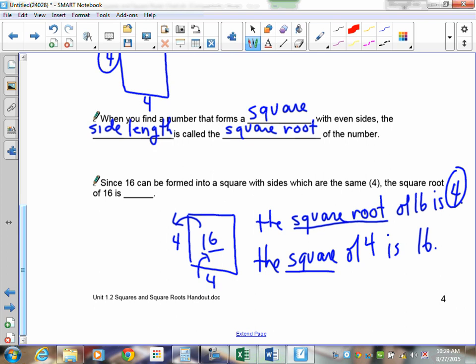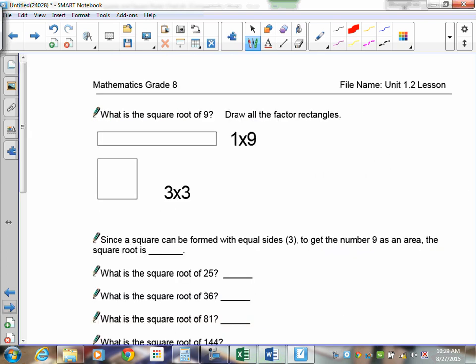You have to keep those things straight in your head. So since 16 can be formed into a square with sides which are the same, 4, the square root of 16 is 4. All right. What is the square root of 9? Well, take a look at 9. You can draw all the factor rectangles, 1 by 9 or 3 by 3. Since the square can be formed with equal sides of 3, this is the only square that gets you 9. Remember, 1 by 9 is not a square. That means that the square root of 9 is 3.